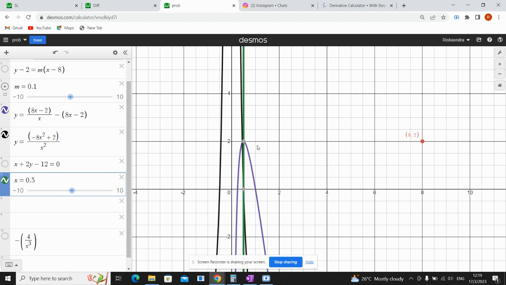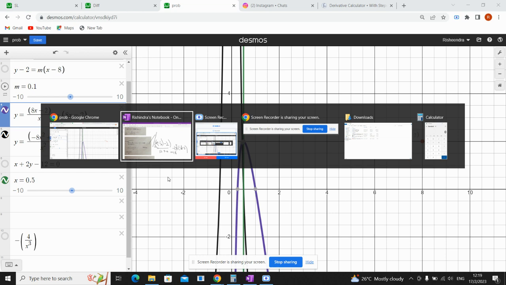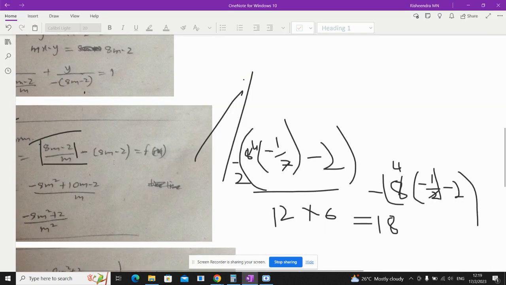You can check it by substituting it. In the place of x value, we have to substitute 2 in f of x. Let's see what we'll get. 8 twos are 16. 16 minus 2, 14 by 2. The answer will be 7 minus 7. This value will become 7, and this value 8 twos are 16 minus 2, like 14. 7 minus 14.